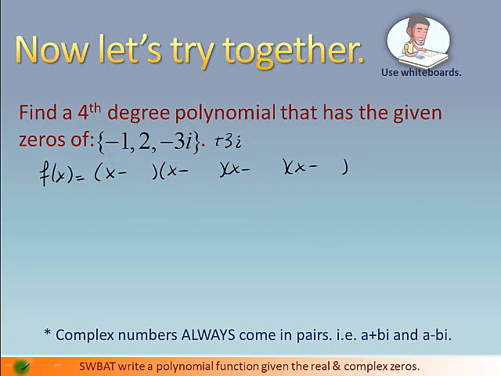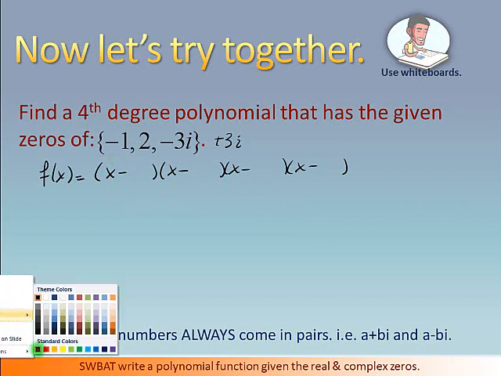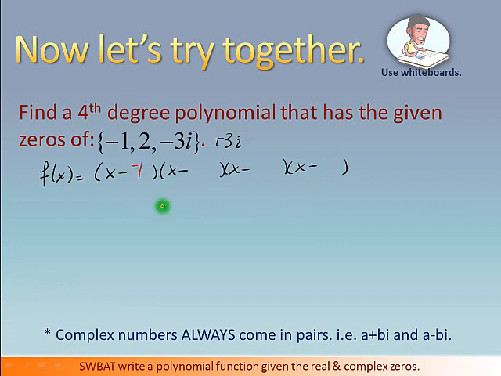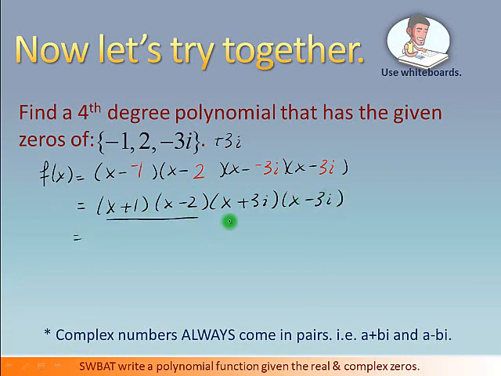And then I'm going to put in my zeros. Let me grab a different pen color. So it'll be -1, 2, -3i, and positive 3i. Now we have to simplify and multiply to get to our polynomial. Start with these two. This is going to become x plus 1, x minus 2. This I'm going to simplify to x plus 3i, that's x minus 3i. Multiply these two, then I'll multiply these two.